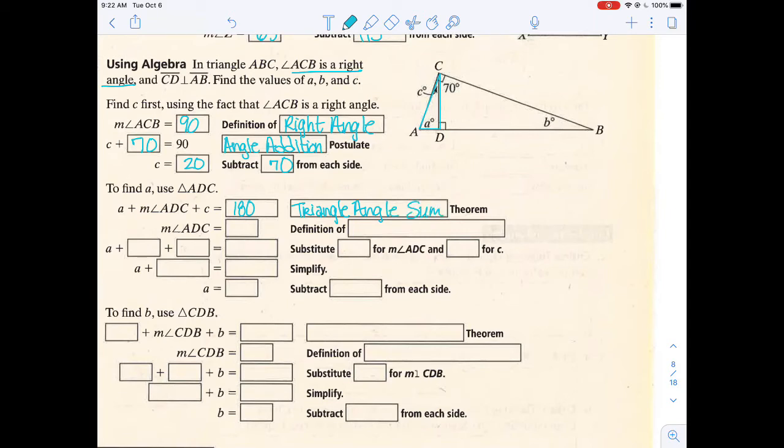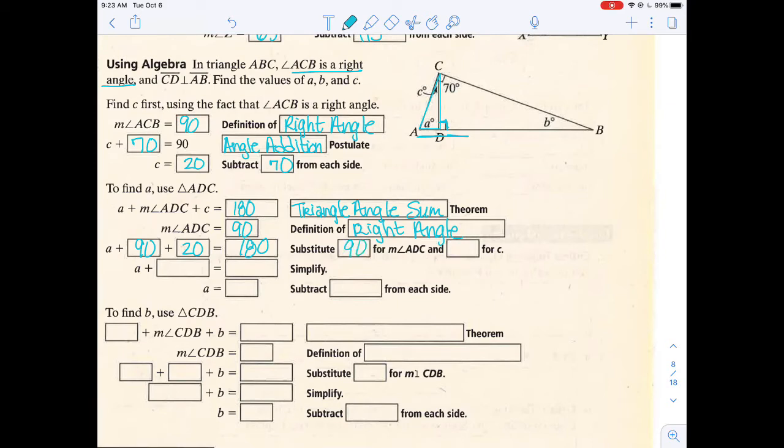Okay, we know the measure of angle ADC. Well, look, if this is 90 on the other side, they make this straight line, then this also has to be 90 by the definition of a right angle. So then, we know ADC is 90, we know angle C is 20, we know they have to add up to 180.